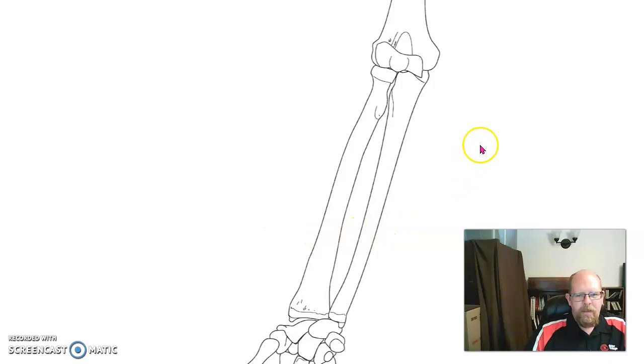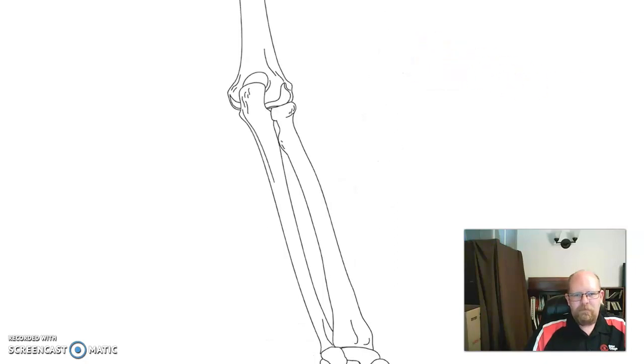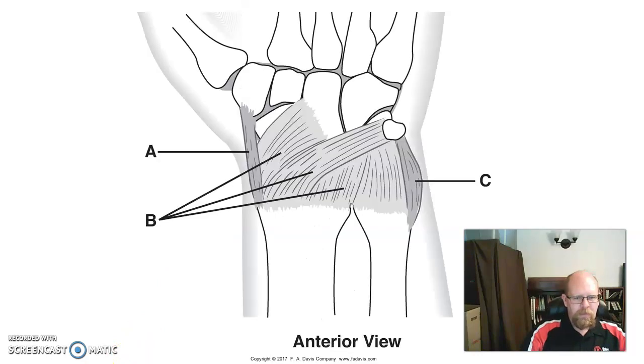So again, the common wrist flexor origin, medial epicondyle, common wrist extensor, lateral epicondyle. So now let's take a look at the joint structures, specifically the ligaments.